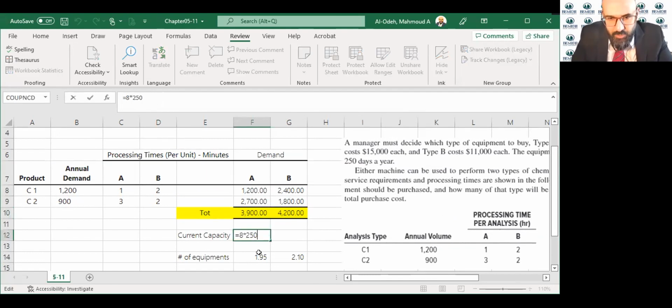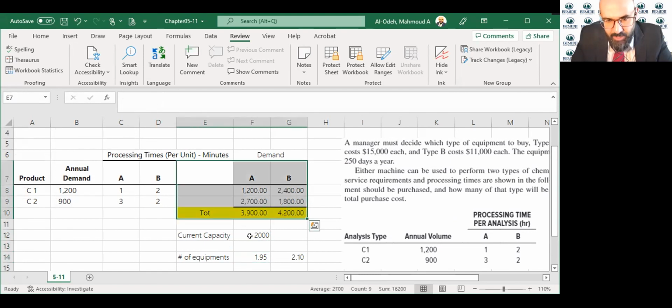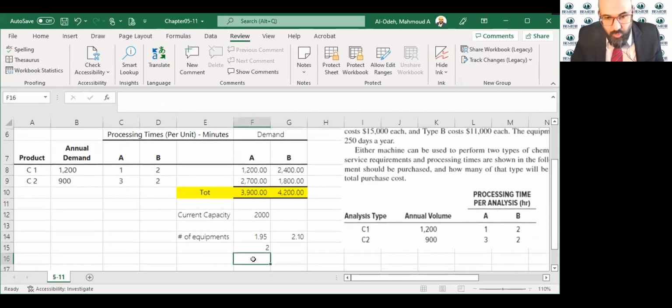And also, we calculated the current capacity: 8 times 250 days per year, and that will give you 2,000. And now in order to find out the number of machines, we divide the demand by the current capacity. We say, okay, if machine A needs 3,900 and we have 2,000 available per year, we need 1.92. So we round it to be equal to 2 machines.